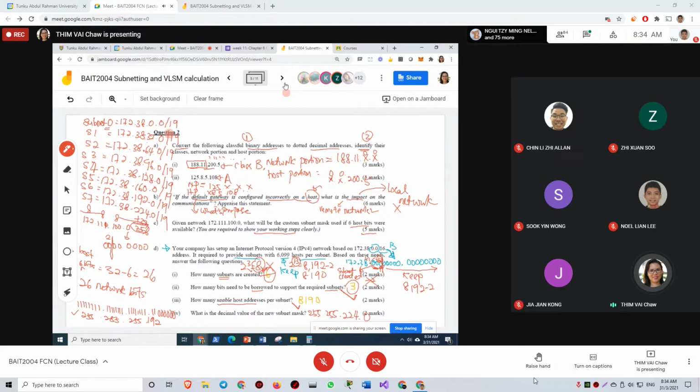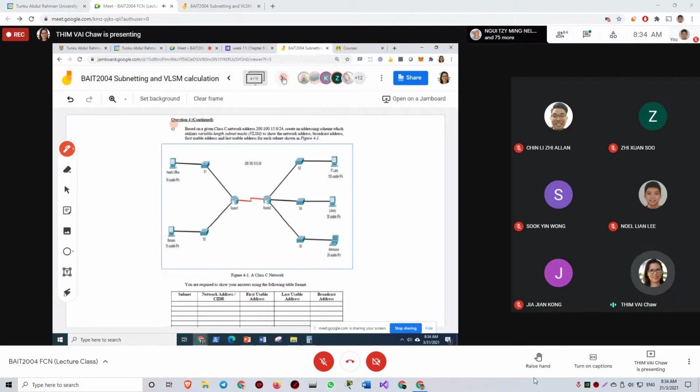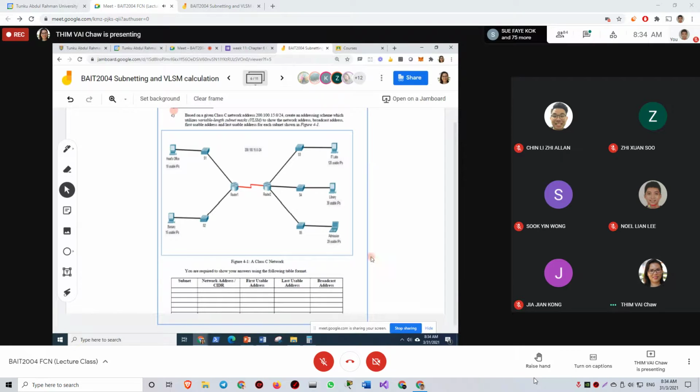So now I'm moving to the next question. This question is quite easy, quite similar to your workbook exercise 1. This question looks very small. Give me a minute, maybe I can enlarge it a little bit.